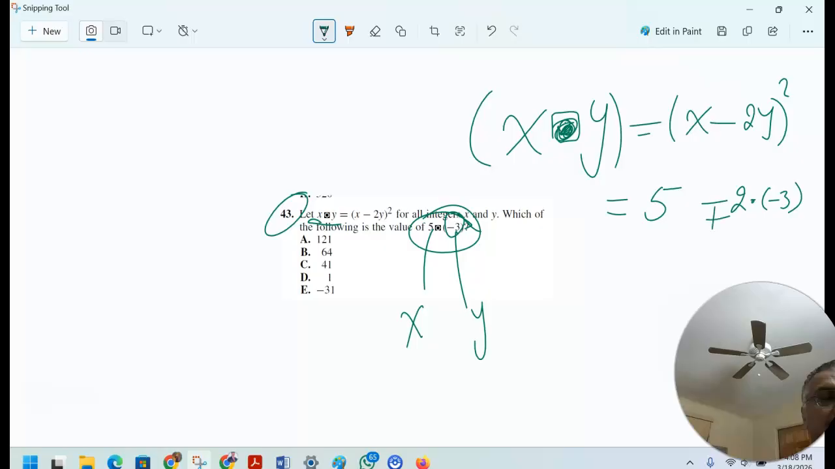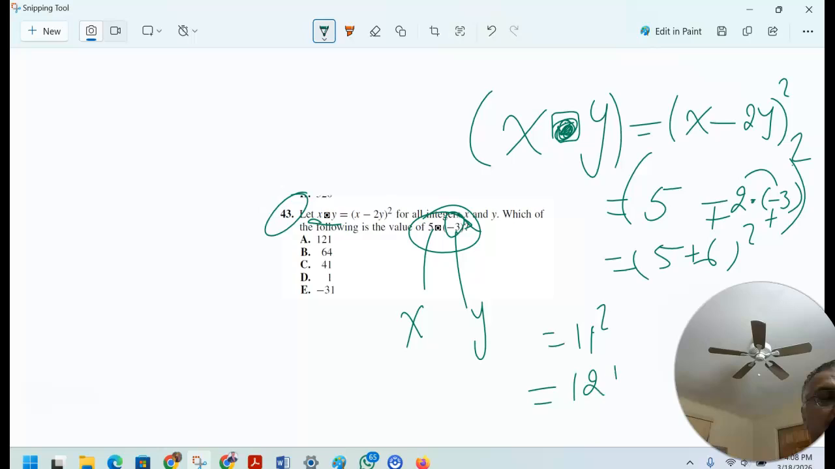So this double negative makes it positive. So you get 5 plus 2 times 3, which is 6, so you get 11. Wait a minute, I forgot to put a square here. So it is 11 squared. And what is 11 squared? It is 121, and we get the answer.